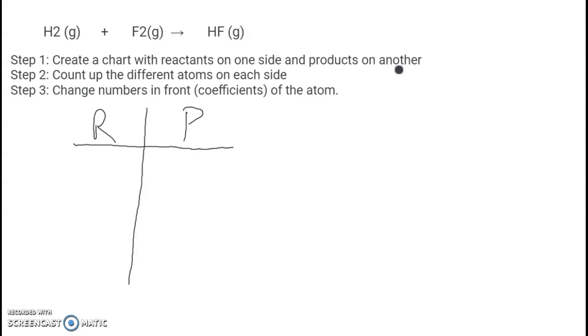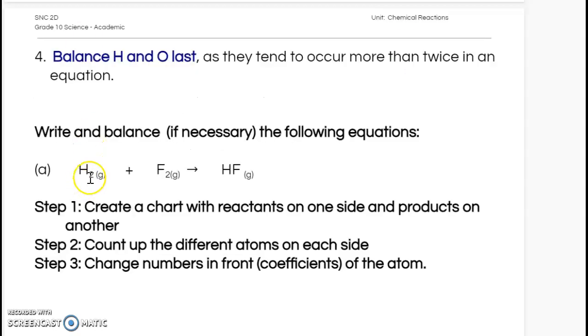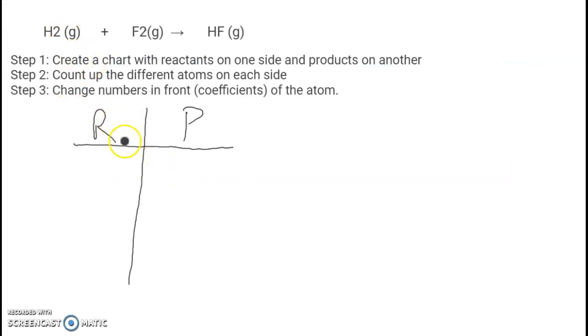I'm going to then change the number in front, the coefficients, of the atom. Remember, these are your subscripts. I know this is not a little one because this particular program doesn't allow me to do that. But if we go back here, I can't change these subscripts. What I can change is a coefficient that's in front of the subscripts, and that is the number that potentially goes right in front of here.